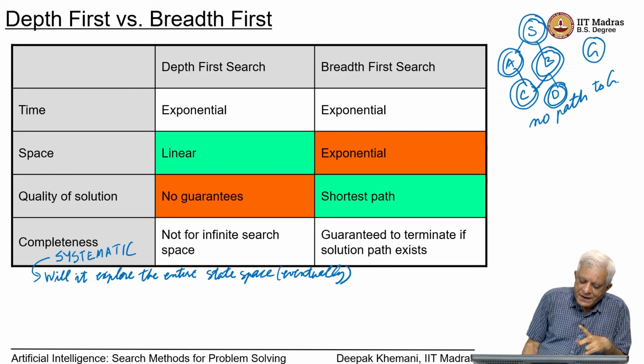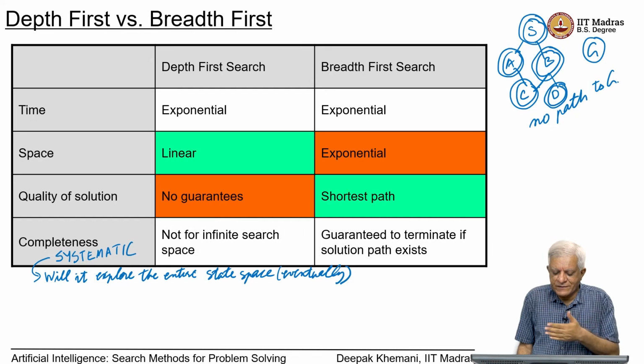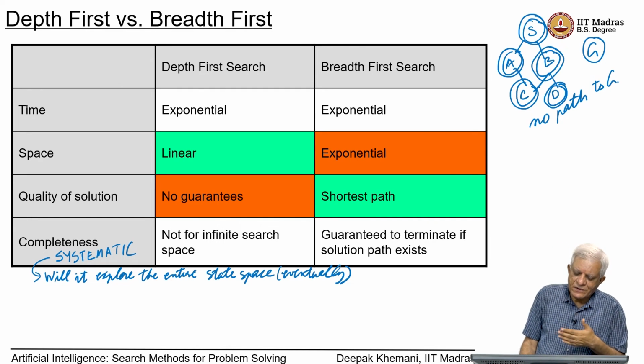Whereas, if there is a path to the goal node, and we have already seen this earlier, then breadth first search will find that path because it looks at paths of increasing length essentially. First, it looks at paths of length 0. If the start node itself is the goal, then you can return that. Otherwise, it looks at the first level nodes, paths of length 1, then second level nodes, paths of length 2, and so on.